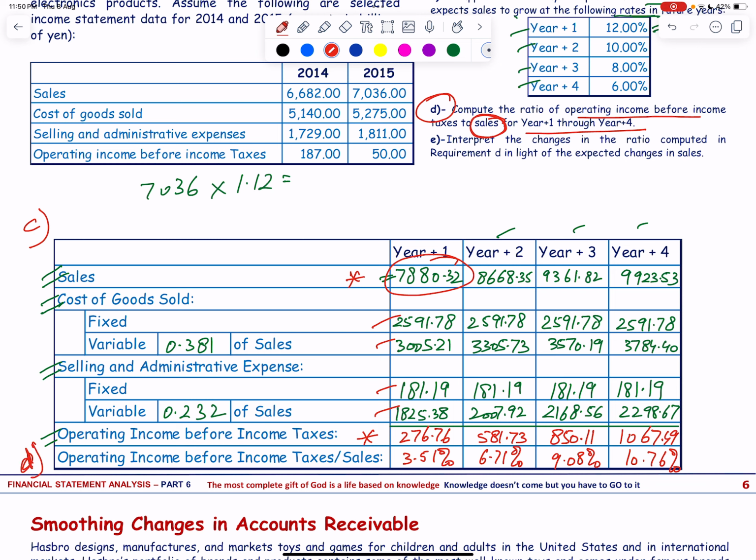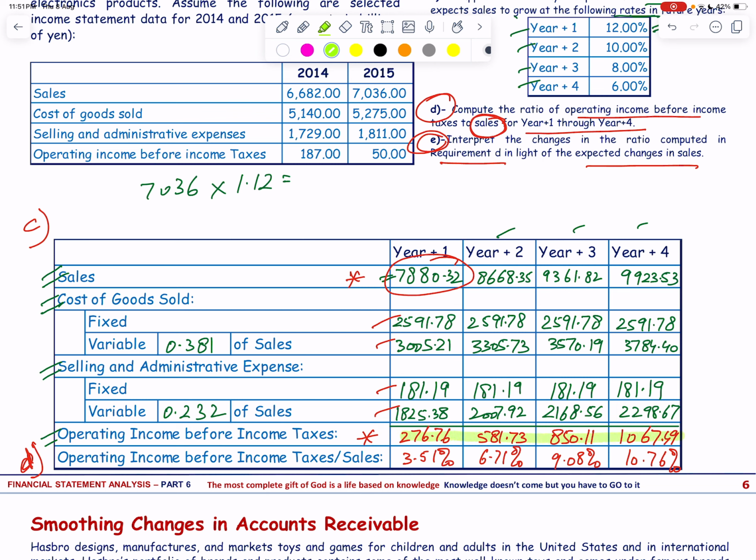We go to part E now, finally, and that is to interpret the changes in the ratio computed in requirement D in light of the expected changes in sales. So we can see that the percentage of operating income before income taxes to sales, often referred to as operating income margin, is increasing over time for the Sony Corporation. You can see it is showing an increasing trend.